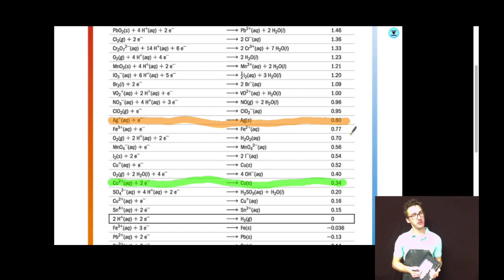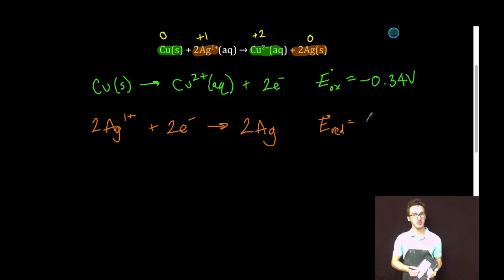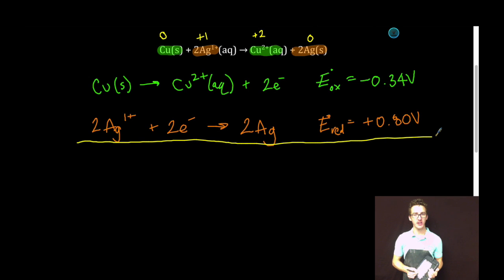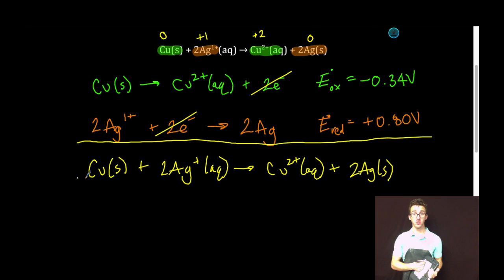Silver, because it's being reduced, we're just going to pull the exact value directly from the reduction potential chart. Reduction potential positive 0.80 volts. If I were to sum these equations together, electrons lost equals electrons gained. Notice that we get the original overall equation again, and the cell potential for the overall reaction is just a sum of the oxidation and reduction potentials, which in this case would be positive 0.46 volts.